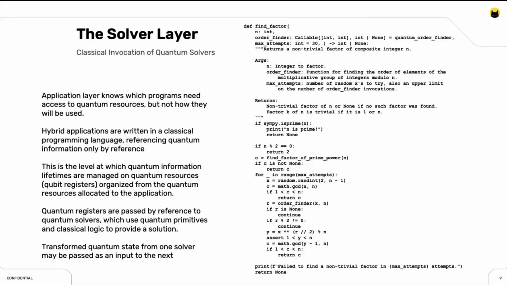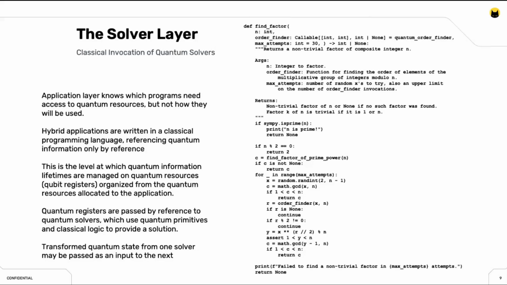So example over here on the right, this is just somebody's simple example of how you would actually do Shor. And again, that's all classical code. The only thing that it is doing is invoking a quantum solver that was passed in. And furthermore, it's invoking it using nothing but classical inputs and getting classical outputs out.